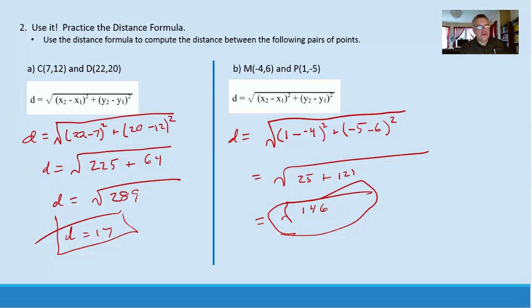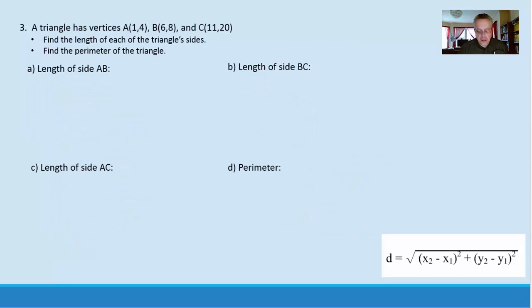Okay. All right. Next example. So throughout this unit, we're going to apply the things we learned to triangles and quadrilaterals. We're going to see a little bit more of that very soon. And this is our last example. A triangle has vertices A, B, and C. We don't see a picture of it, but we don't need a picture. We can use the distance formula to find the length of each of the sides and then find the perimeter. So we just have to apply the distance formula a couple times.